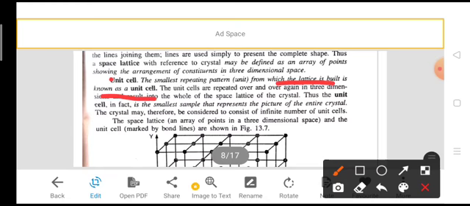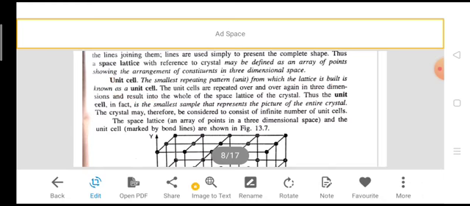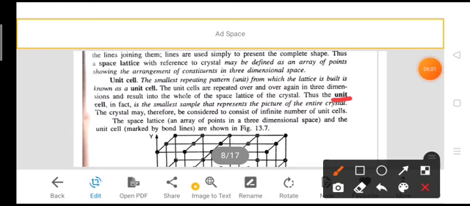The unit cells are repeated over and over again in the three dimensions and result into the whole of the space lattice of the crystal. So, the unit cell is the unit repeated over and over again in three dimensions and results into the whole of the space lattice of the crystal. Thus, the unit cell in fact is the smallest sample that represents the picture of the entire crystal.